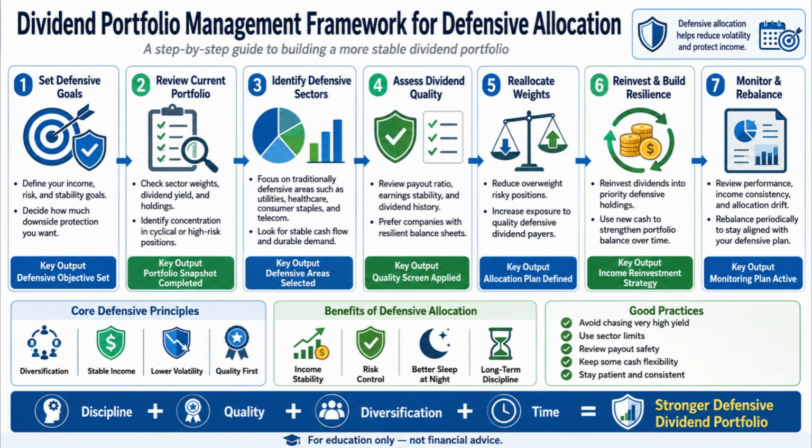Next, we reallocate portfolio weights. This means reducing overweight exposure to risky positions and increasing exposure to quality defensive dividend payers. However, the goal is not to remove all risk completely. Instead, the goal is to create better balance, reduce volatility, and keep the portfolio aligned with a defensive plan.